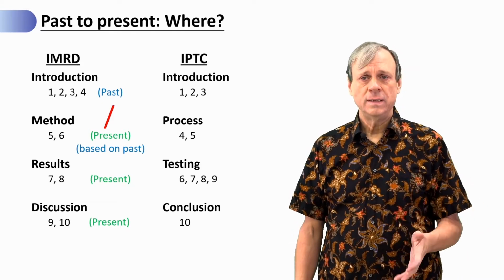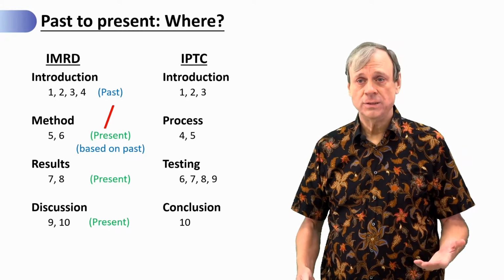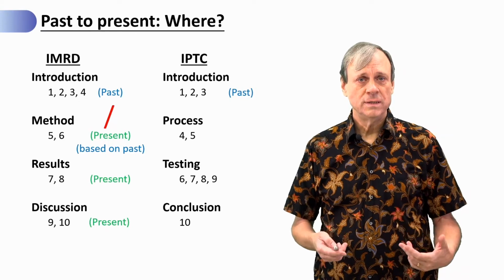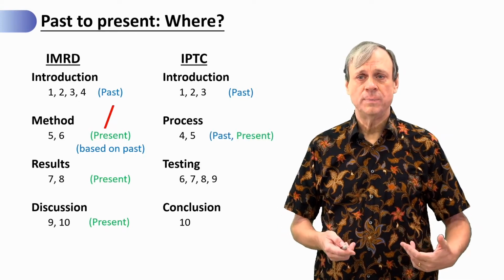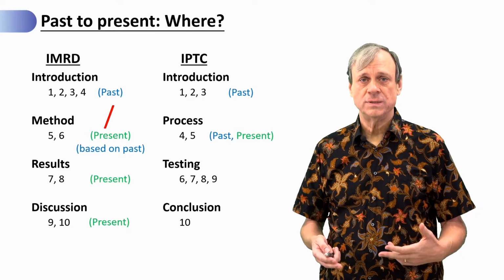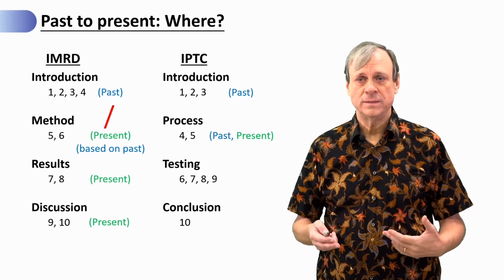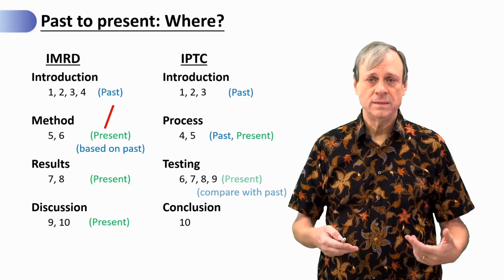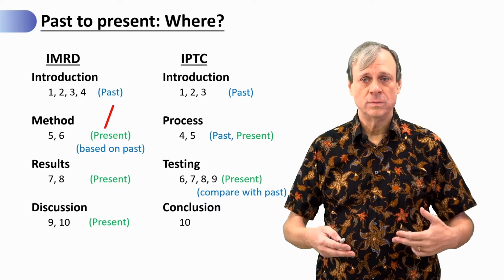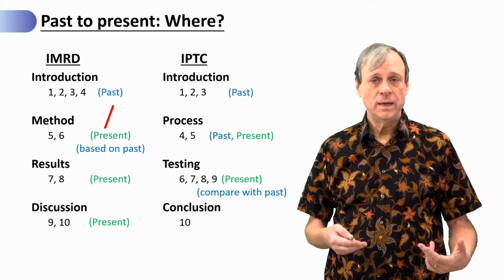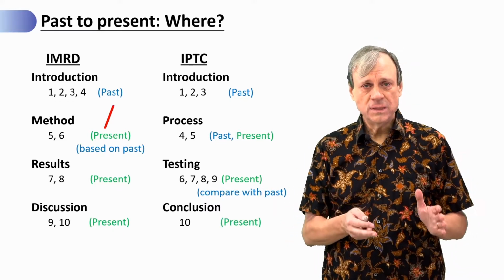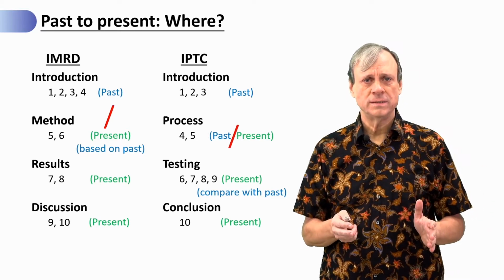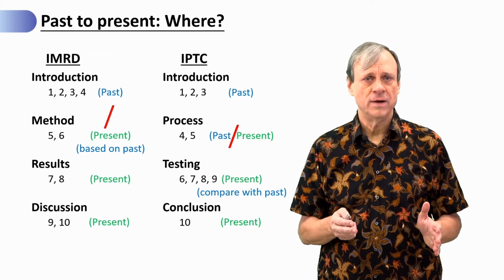On the other hand, in IPTC, in the introduction, again, we have the past. But then the beginning of the process division is the framework, and that also is the past, before going on to the research details in the present research in the later part of the process division. And then, of course, the testing is mostly present, although comparisons with the past may be made, and the conclusion is the present. But this means that the break between past and present occurs in the middle of the process division, making it a little harder to find.